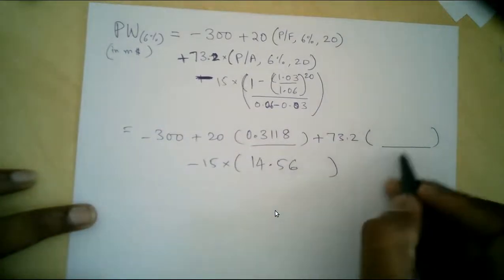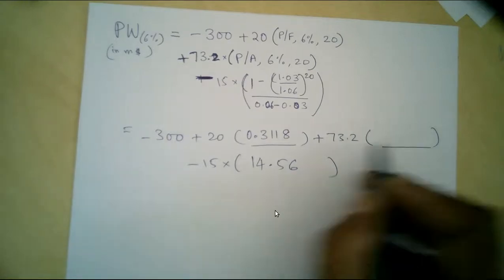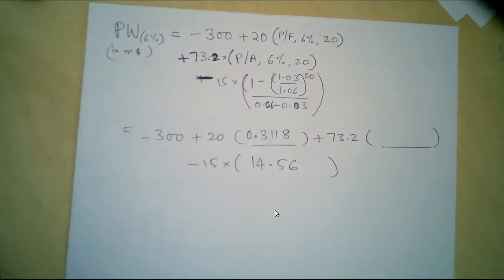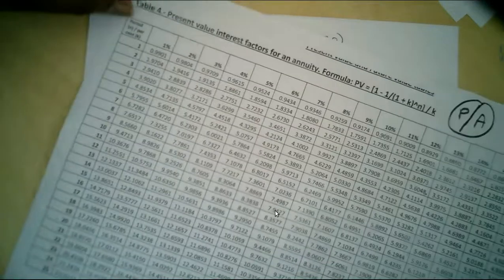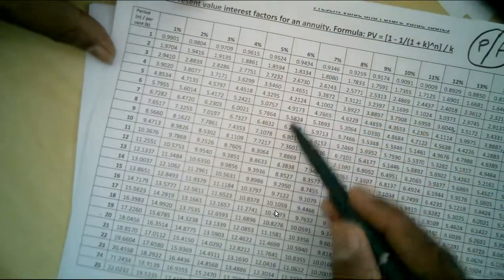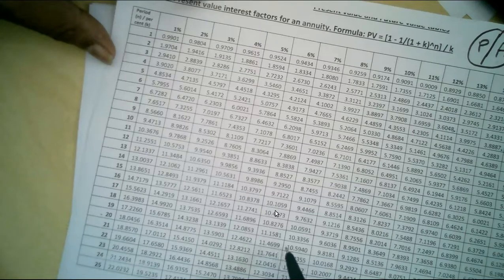Similarly, this is also positive, that is savings and revenue. For this, it is an equal payment, so I need to go for the P by A sheet. In the P by A sheet, again I refer to 6% and the 20th year. I think this is the value, 11.47. I will round it off.